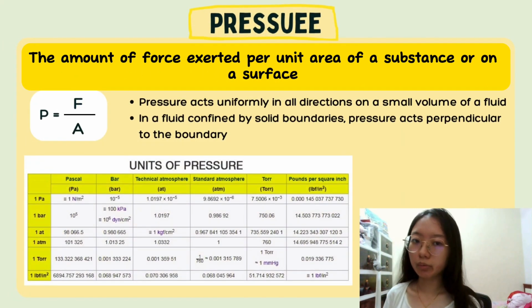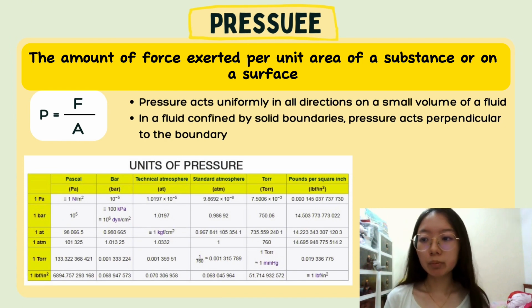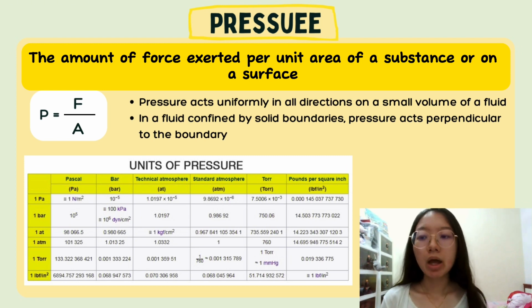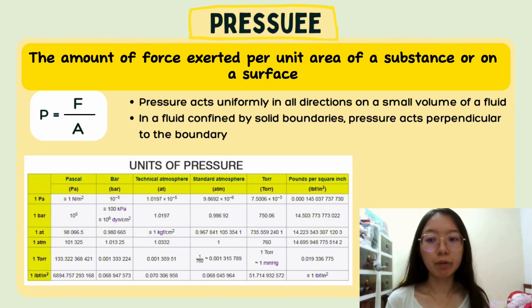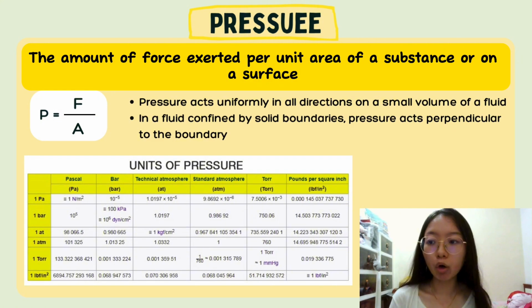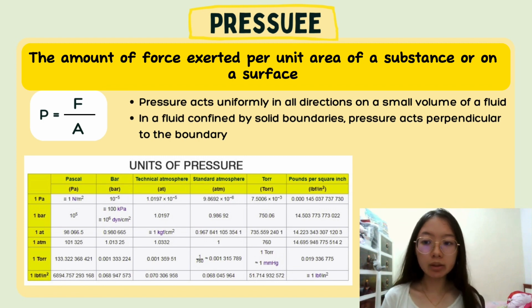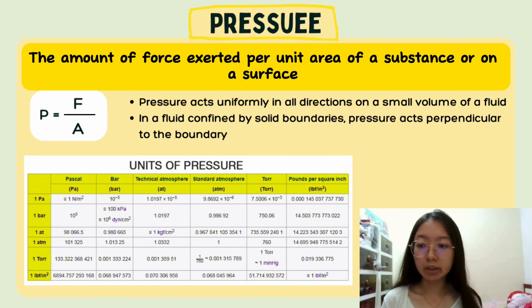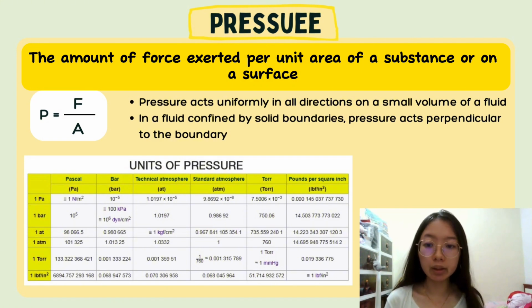So now let's proceed to another fluid feature, which is pressure. Pressure is defined as the amount of force exerted per unit area of a substance or on a surface. Hence, the formula of pressure is force over area. And there are a lot of units of measurement that can be used for pressure, which are in the table here. But the units bar and Pascal and sometimes atm are more commonly used in the context of fluid mechanics or in the context of chemical engineering. And the two important principles about pressure are: pressure acts uniformly in all directions on a small volume of fluid. And secondly, in a fluid confined by solid boundaries, pressure acts perpendicular to the boundary.